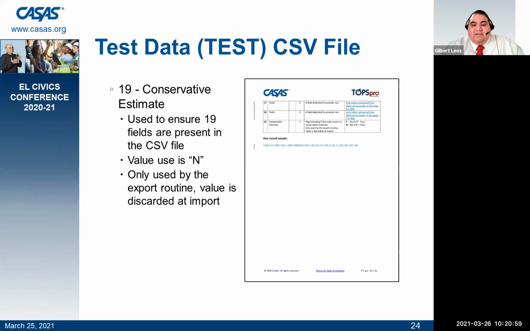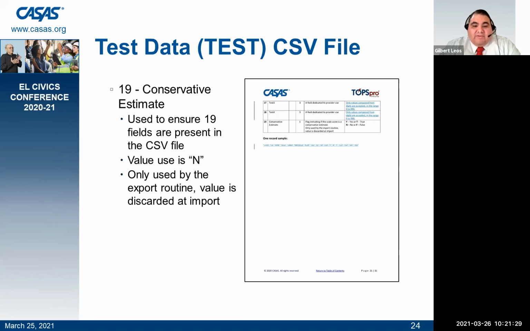And the final needed field is 19. It's the conservative estimate field. The only reason why it's needed is just to ensure that all 19 fields are present in the CSV file. What I have found is that when I do not put anything in that last field, I end up with 18 fields rather than 19. So this is one way to ensure that I get 19 fields and do not get an error from TOPS when I upload it.